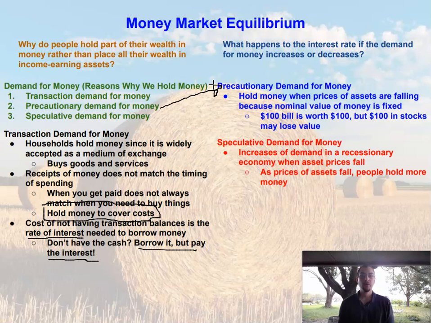So, what if we took that $100 and put it in stocks? Well, the stocks may increase in value, but they may also lose value. So if we invested money in an asset, we're worried that that asset is actually going to lose value. If we're worried about that, then we might be willing to keep more money in cash as a precautionary measure to make sure that our assets don't lose value.